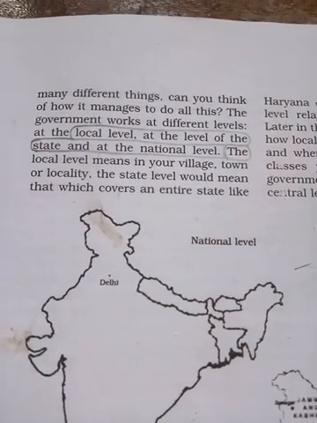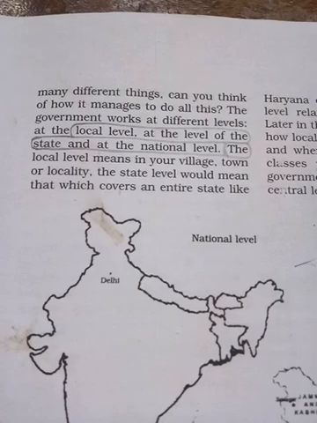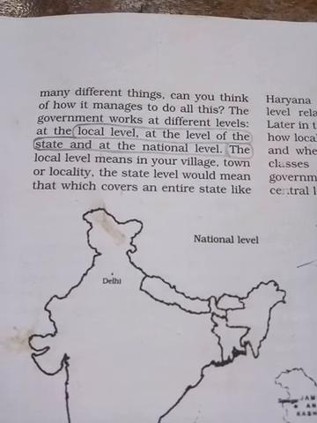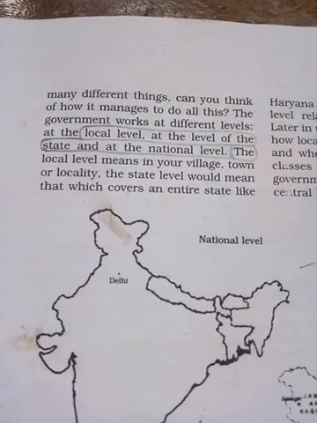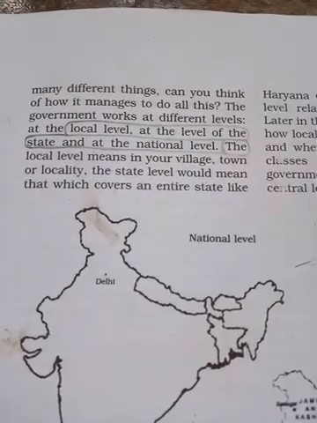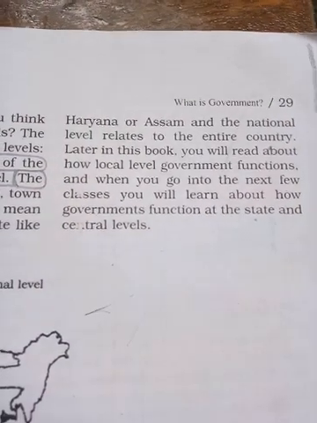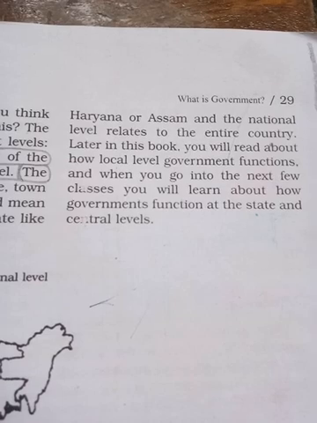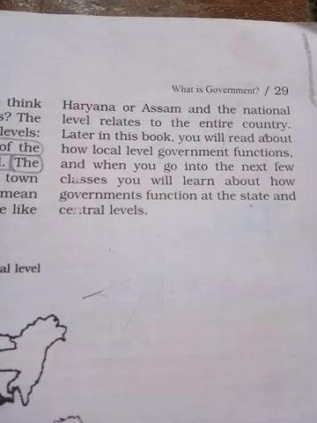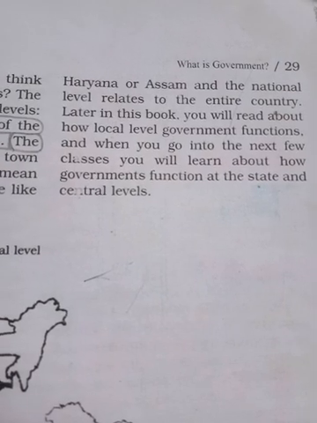So the local level means in a village, a town or locality. We already know our village. The state level means the entire state, like Assam or Haryana. And the national level includes the whole country. I've already told you that.